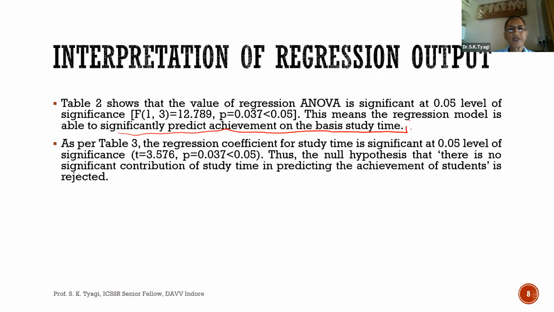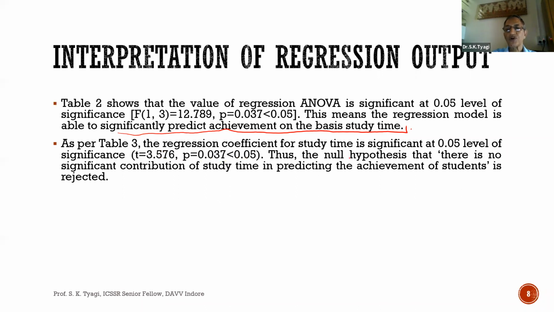Now we come to table 3. As per table 3, the regression coefficient for study time. Now we are focusing on the predictor, and there is only one predictor, that is study time. So the regression coefficient for study time is significant at 0.05 level of significance, T 3.576, P same, alpha level same.